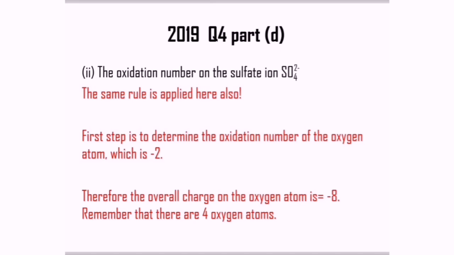So the overall charge on the oxygen atom is -8 because that -2 occurs 4 times in the sulfate ion. So therefore the overall charge on the oxygen atom is -8. So remember that there are 4 oxygen atoms.